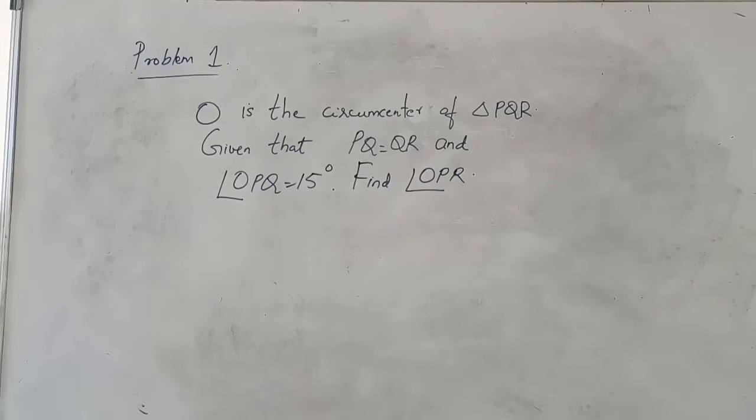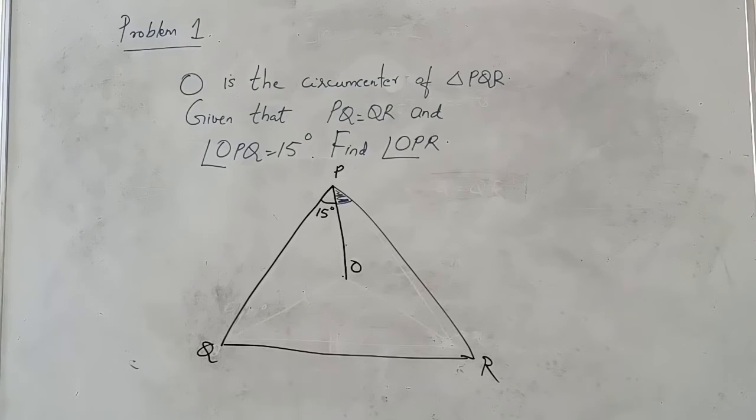Here we have the first problem. It is mentioned that O is the circumcenter of triangle PQR. It is given that PQ is equal to QR and angle OPQ is equal to 15 degrees. Find angle OPR. As is the common norm, let us start with the diagram. Now I have drawn the diagram according to the specifications given in the problem.